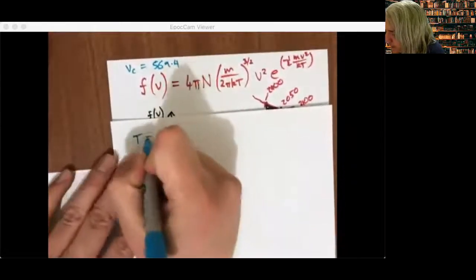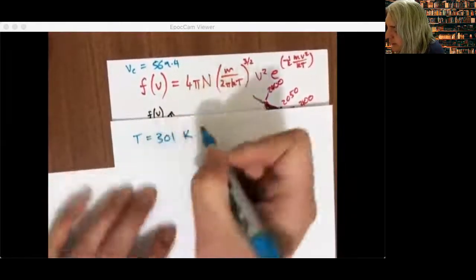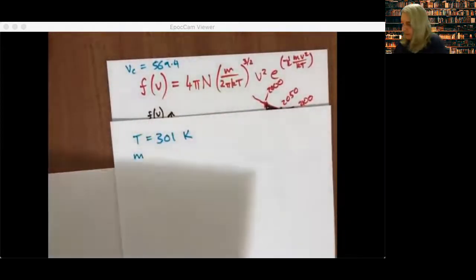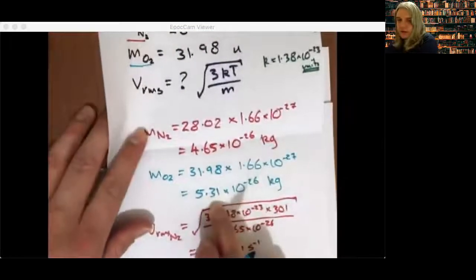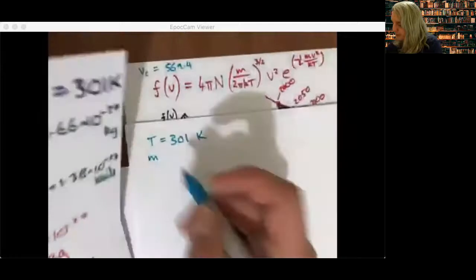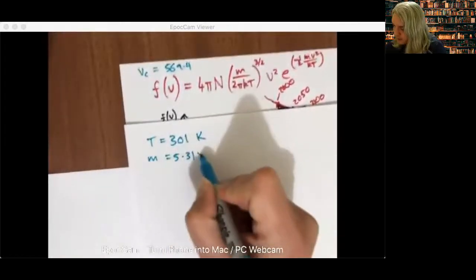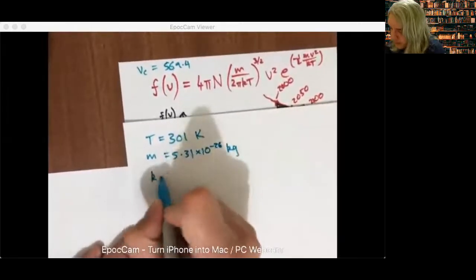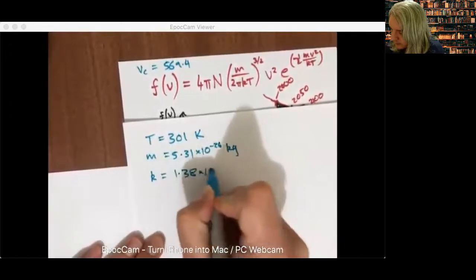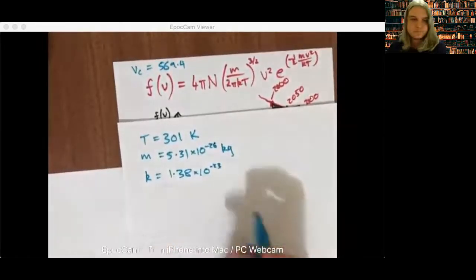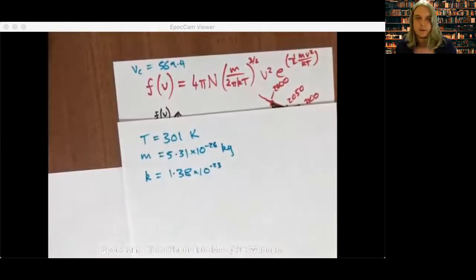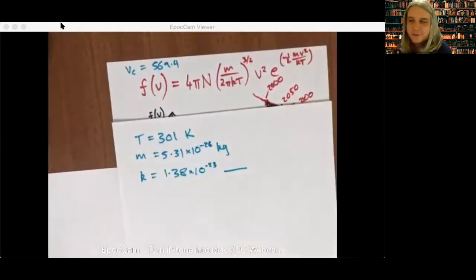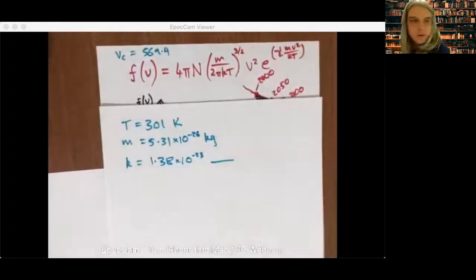We were told it's 28 degrees Celsius, which we saw before was 301 Kelvin. We also found the mass of an oxygen molecule, if you remember we did that one already, was 5.31 times 10 to the negative 26 kilograms. We already saw K as well, which is 1.38 times 10 to the negative 23. And I really should get the units for that, but I always forget them. That's a task for you guys. Find the units for K. Just because I've forgotten, we could just go back a slide and find them.